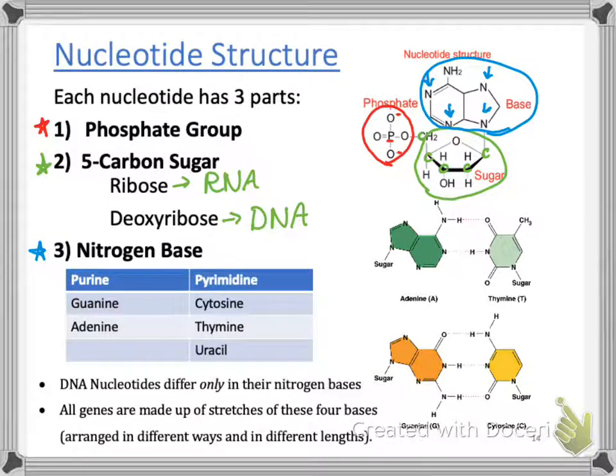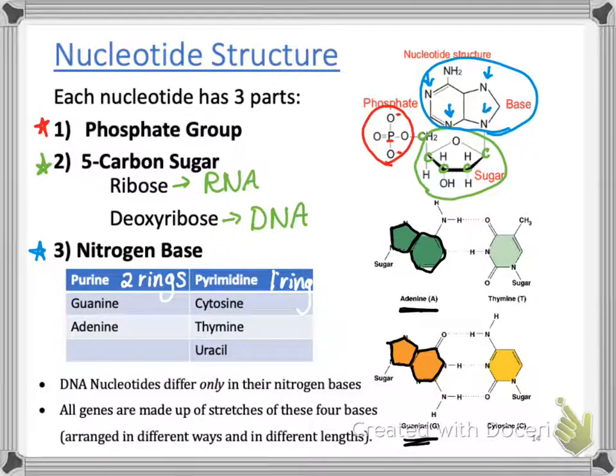Okay, now they come in different shapes. Purines are nitrogen bases that have 2 rings, whereas pyrimidines have 1 ring. Now, let me show you what I mean by that. Okay, so guanine and adenine. So here's adenine right here, and here's guanine. Do you guys see how they have 1, 2 rings? Okay, and then this guy's got like a pentagon attached to a hexagon. So that is a purine.